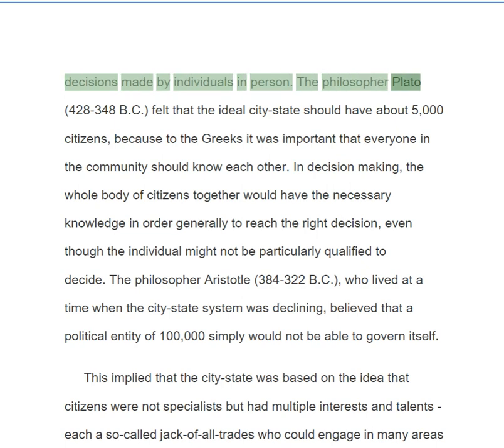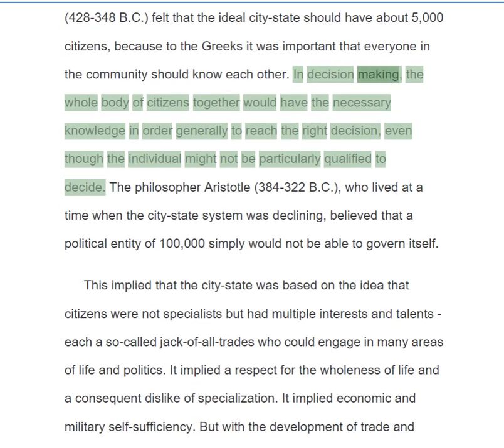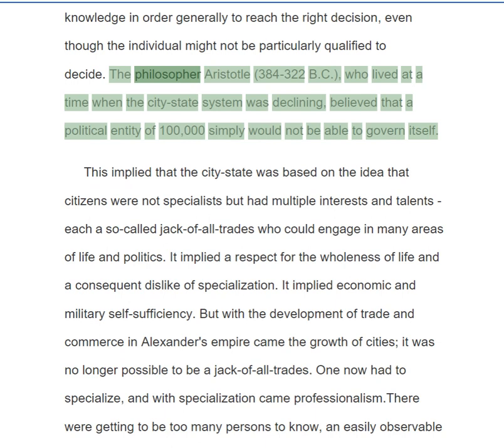The philosopher Plato felt that the ideal city-state should have about 5,000 citizens, because to the Greeks it was important that everyone in the community should know each other. In decision-making, the whole body of citizens together would have the necessary knowledge in order generally to reach the right decision, even though the individual might not be particularly qualified to decide. The philosopher Aristotle, who lived at a time when the city-state system was declining, believed that a political entity of 100,000 simply would not be able to govern itself.